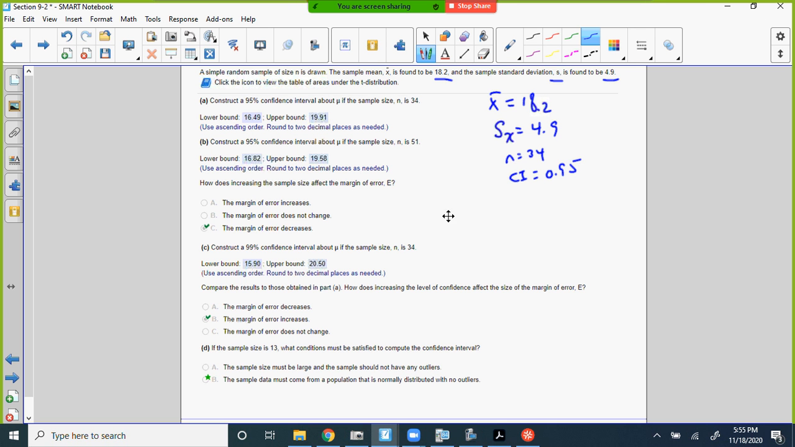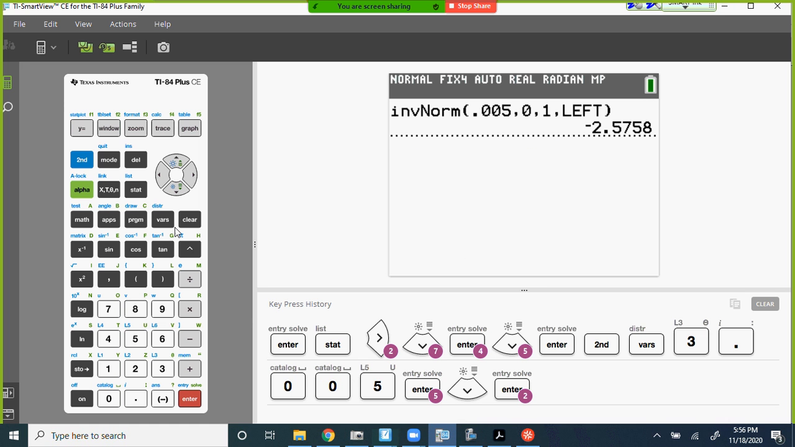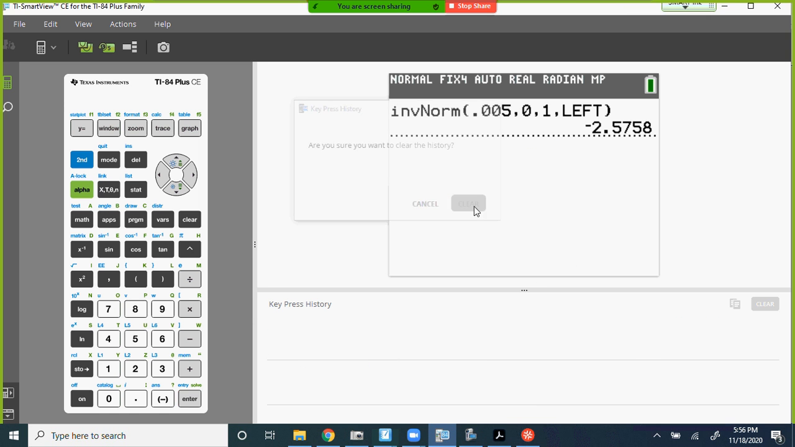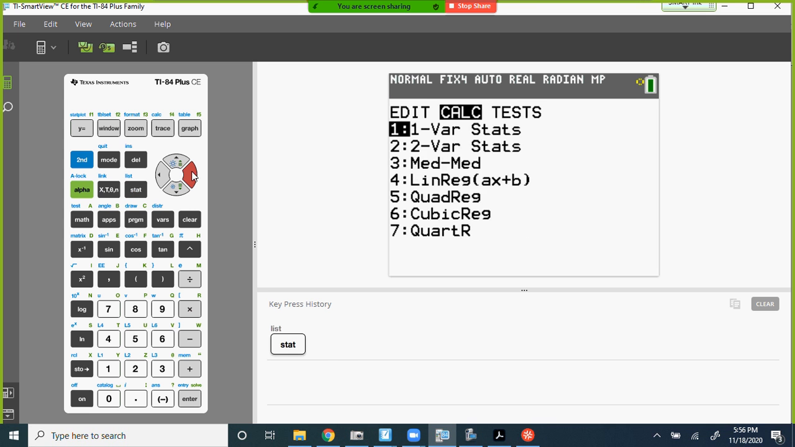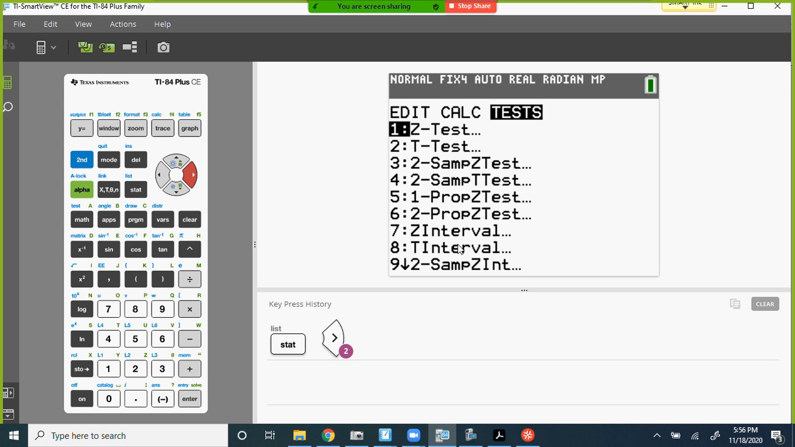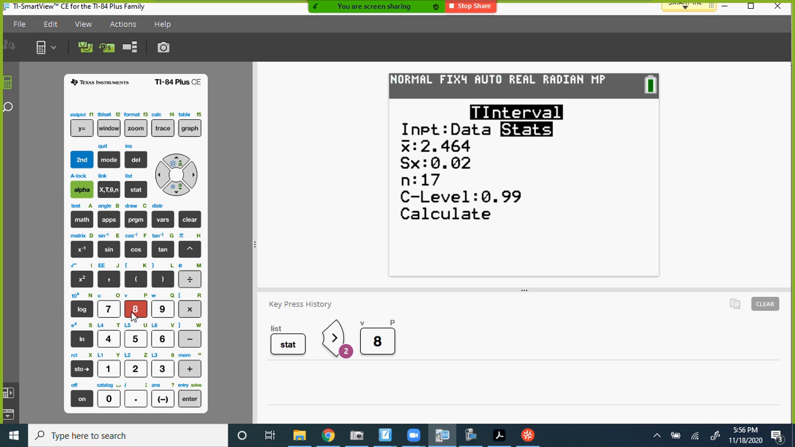So if we were to go on your calculator, if we were to go stat, arrow over to test, and go down to number 8, and type those in, guess what we're going to get? I'll do it real quick. We're going to hit stat. We're going to go over here to test, go down to number 8, T interval, right? Intervals are confidence intervals, okay? We're talking about the statistics.